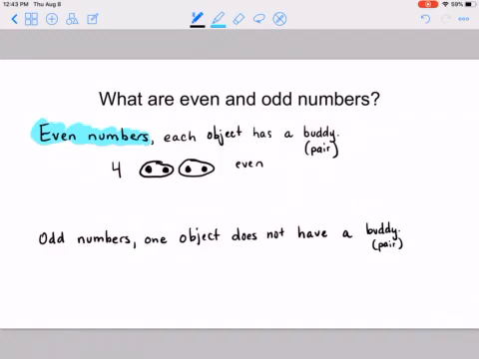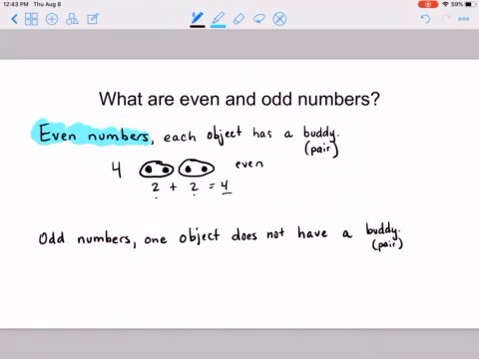Even numbers, when we look at even numbers, we are adding two equal groups together. There are no extras in our equal groups. And I'll show you an example of that, but I just want to put that idea in your head. So if we were looking at 4, we would have 2 plus 2 equals 4. And 4 is even because you can make two groups of 2.